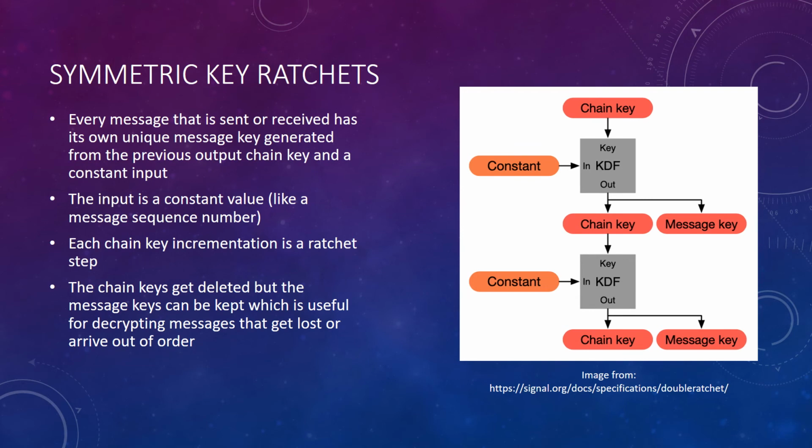For the symmetric key ratchets, every message that is sent or received has its own unique message key generated from the previous output chain key and a constant input. Each chain key incrementation is a ratchet step. After each step, the chain keys get deleted, but the message keys can be kept, which is useful for decrypting messages that get lost or arrived out of order. This is better suited to mobile, asynchronous communication, since the ratchet can continue to advance even if a message is missed.